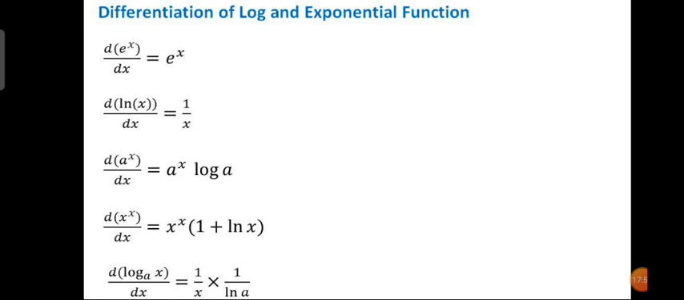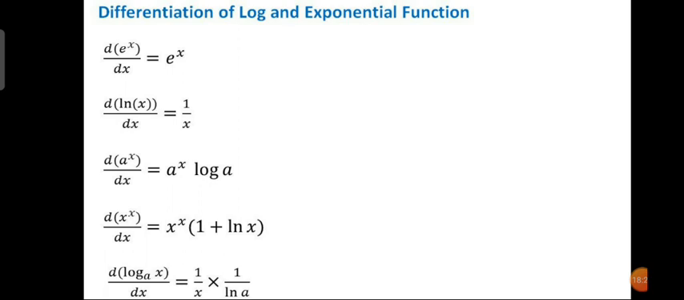And this should be remembered. Please do study this also: logarithmic functions and exponential functions. So d by dx of e raised to x is e raised to x. d by dx of ln x, that means log x, is 1 by x. d by dx of a raised to x is a raised to x log a. d by dx of x raised to x is x raised to x into 1 plus log x. And last, d by dx of log x to the base a is 1 by x into 1 by log a. These should be remembered also.